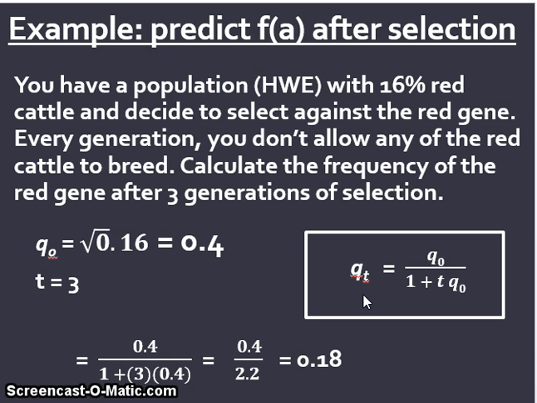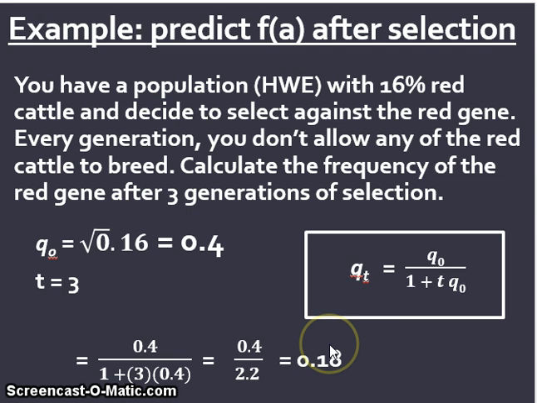So the square root of 0.16 is taken, and we end up with q, the frequency of the recessive, as 0.4. That is our q naught, our initial starting gene frequency. We simply set t equal to 3, the number of generations. Plug that in: we have 0.4 on top for q naught, divided by 1 plus 3 generations times q naught once again. Simplify that down, and we end up with 0.18.